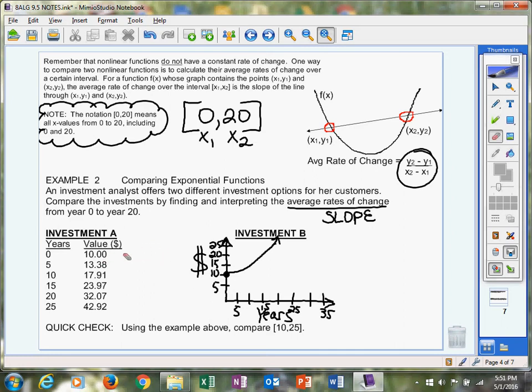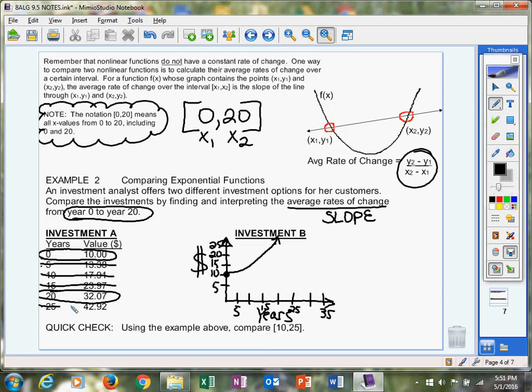Okay, what we want to do is check the average rate of change, and they told us what the interval is right here. This is key. They want us to use this point 0, 10 and up to year 20 right here. So what are we going to do with the rest of these points? Here, here, here, and here. Nothing. We're going to ignore them. They are not part of this problem. We don't need to worry about those points. They told us what interval to check, 0 to 20, and that's what we're going to do.